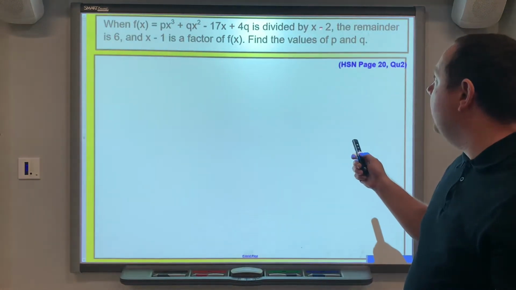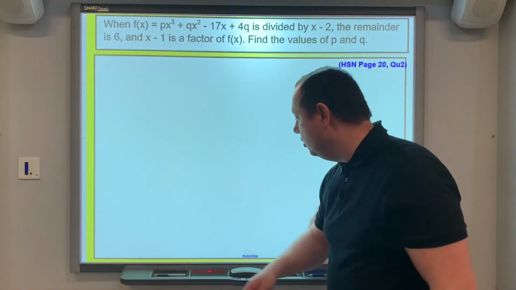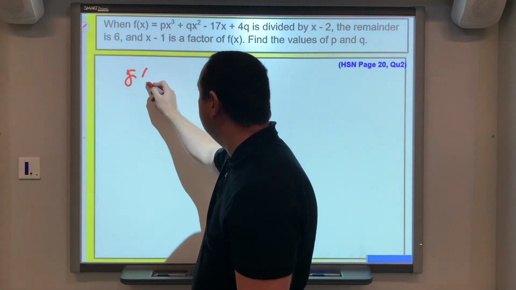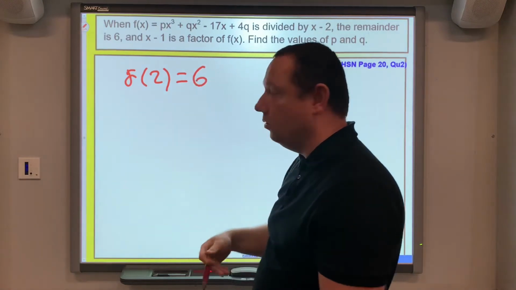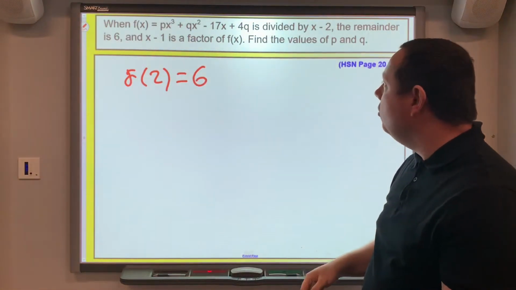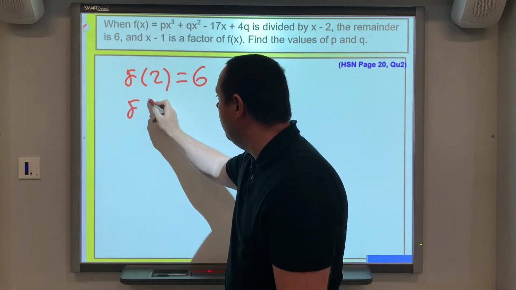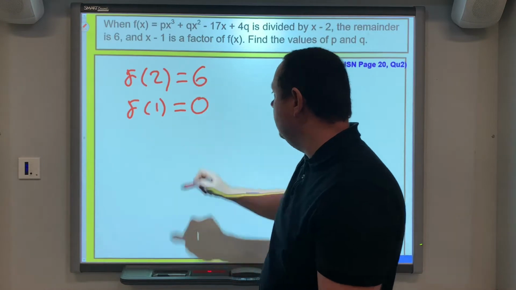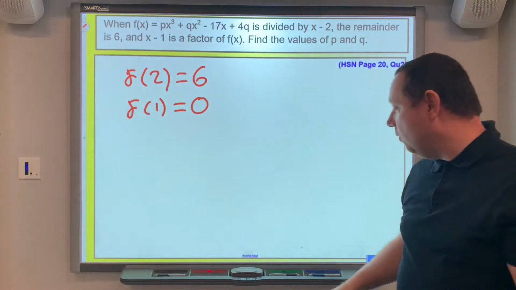If we divide by x minus 2, the remainder is 6. So we should know by this point, if we're dividing by x minus 2, that means that if I do f of 2, the remainder is 6, not 0 in this case. And it also tells us that x minus 1 is a factor. So if I work out f of 1, since it's a factor, the remainder is 0. So I just need to substitute both of those things in. So let's start with f of 2.